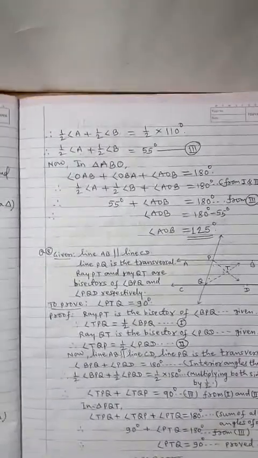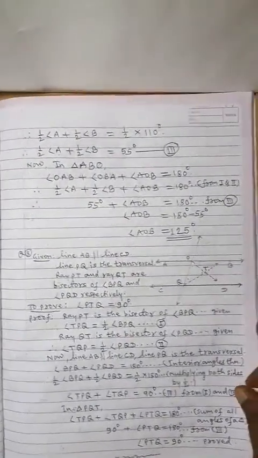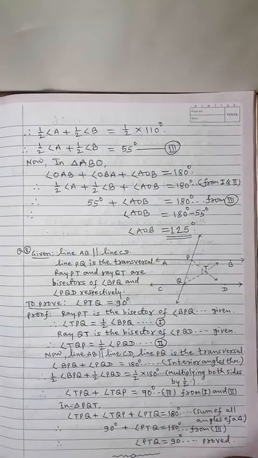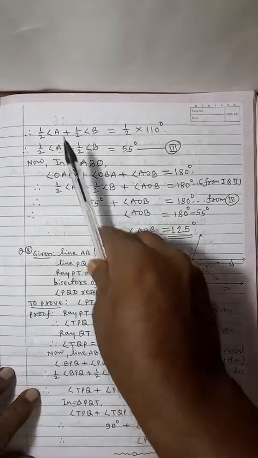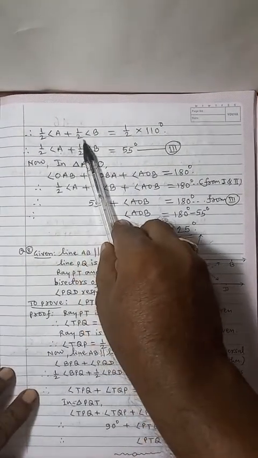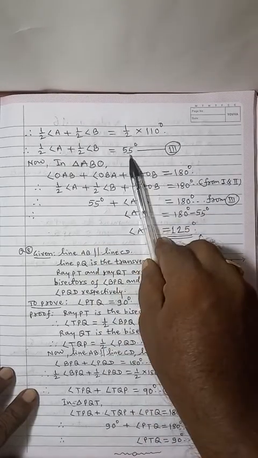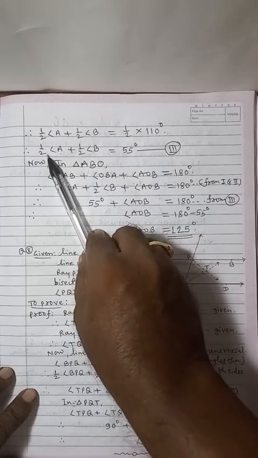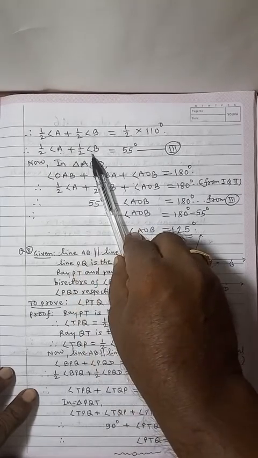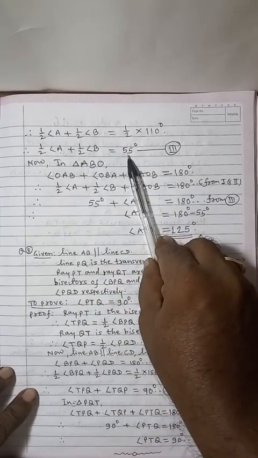Okay. So here is the result. Half of angle A plus half of angle B is equal to half of 110 degree. This gives us 55 degree. So half of angle A plus half of angle B is equal to 55 degree.